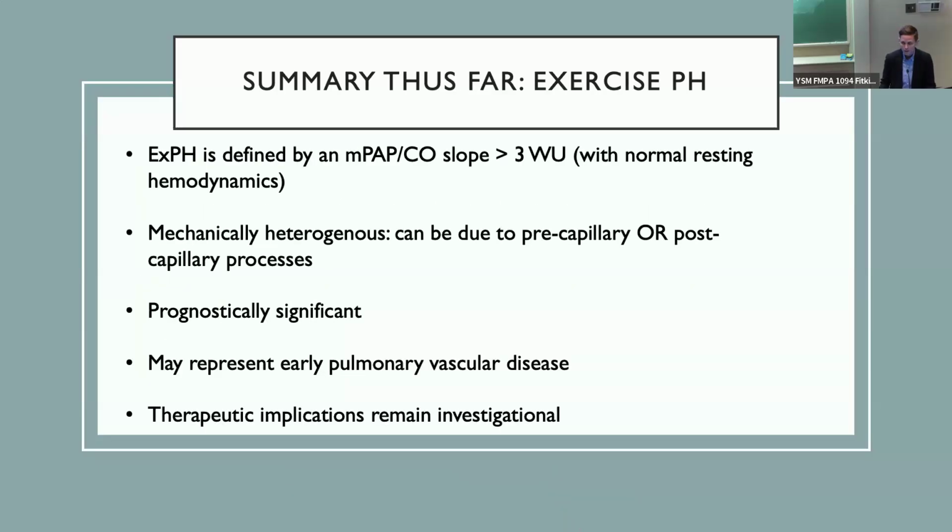So in summary, thus far, we've learned that exercise PH is defined by a mean pulmonary artery pressure to cardiac output slope greater than 3 with normal resting hemodynamics, that it's a mechanistically heterogeneous disease and it can be due to precapillary causes or postcapillary processes or a combination of the two, that it seems to be prognostically significant because it may represent early pulmonary vascular disease or early HFpEF, and that therapeutic implications remain investigational.